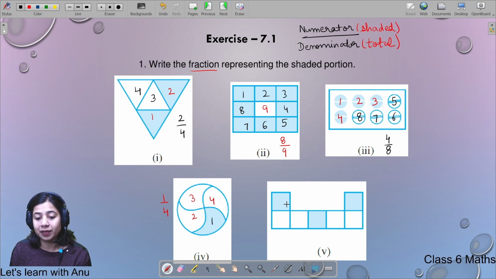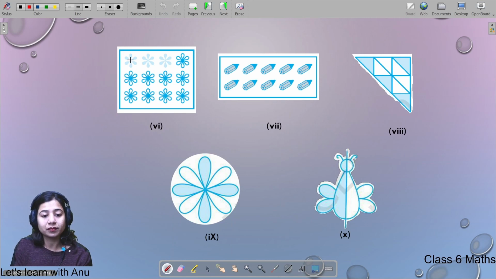Moving to fifth part. Shaded are 1, 2 and 3. Total are 4, 5, 6 and 7. So the fraction for this becomes 3 by 7. Moving to next part. Here shaded are 1, 2 and 3 flowers. Total are 4, 5, 6, 7, 8, 9, 10, 11, 12. So the fraction becomes 3 by 12.